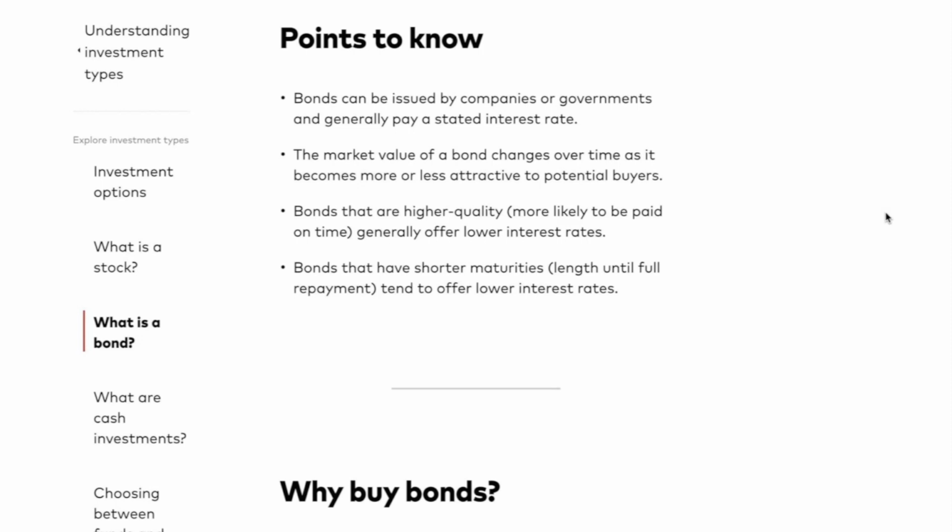All right, so the market value of a bond changes over time as it becomes more or less attractive to potential buyers. Bonds that are higher quality, more likely to be paid on time, are generally offered at lower interest rates. That's basically what I was just saying, right? So bonds that have shorter maturities, meaning the time until full repayment, tend to offer lower interest rates.